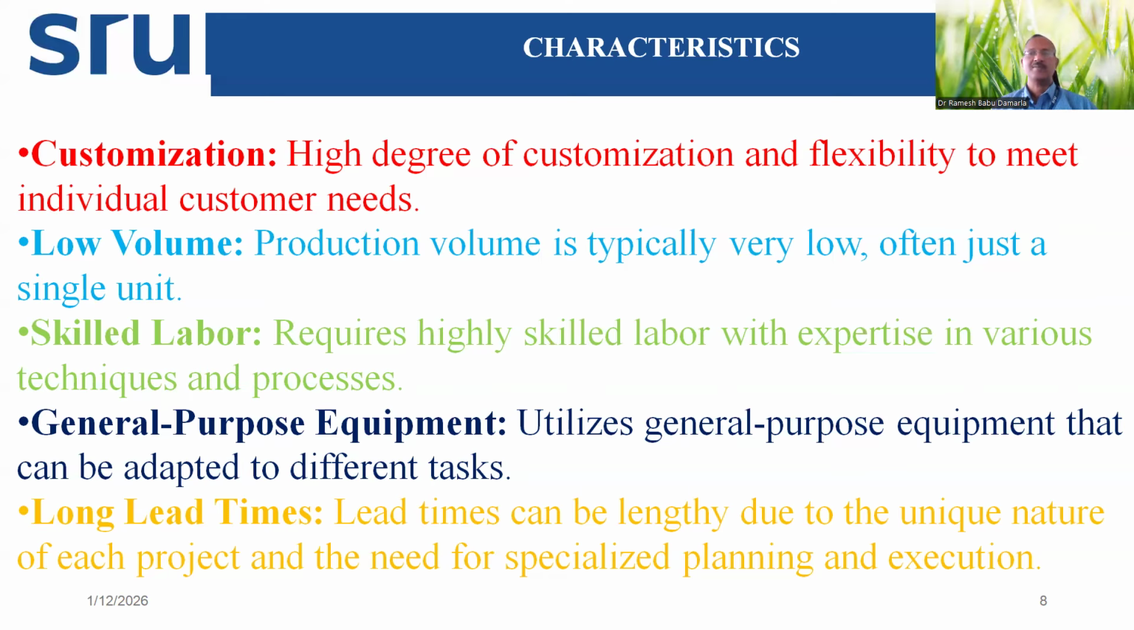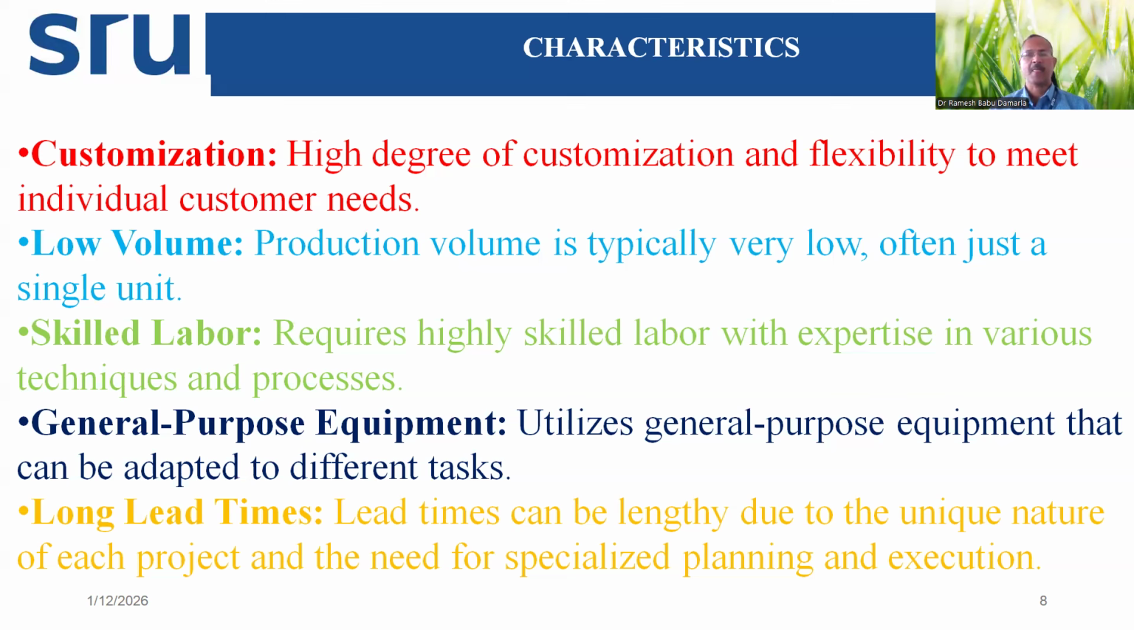But each time the product specification changes, every time we should be flexible to adjust our machinery, tools, equipment, and expertise to deliver all the different varieties that come. So every time a different specification comes from the customers. All this falls under job production. So here skilled labor is required, highly skilled labor with expertise in various techniques and processes.